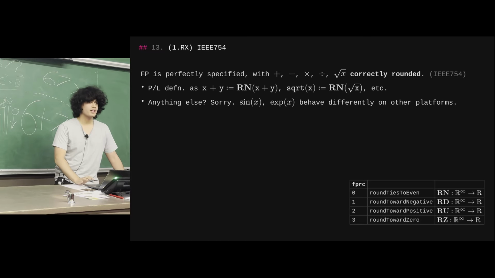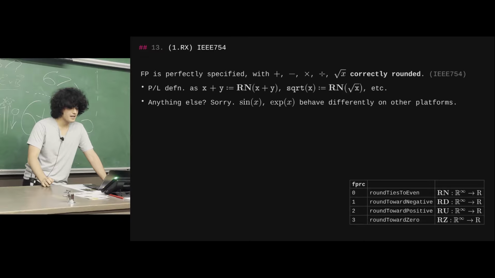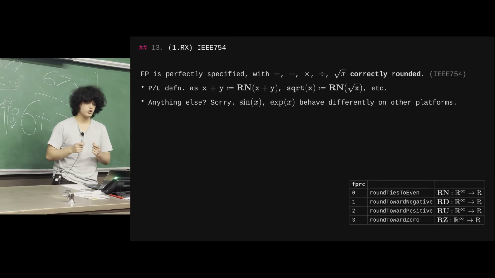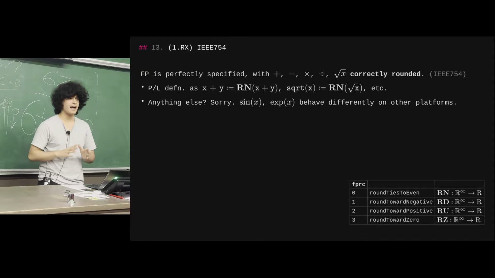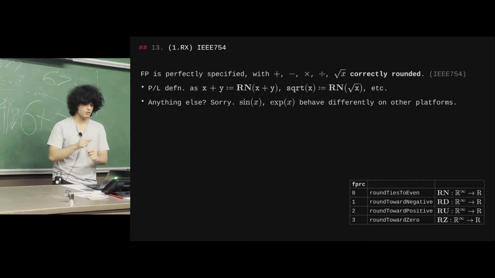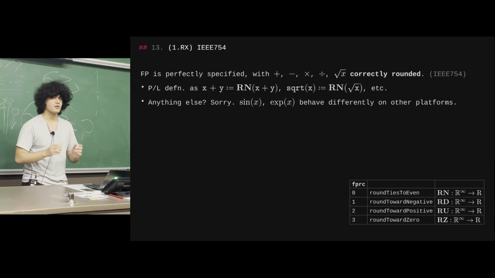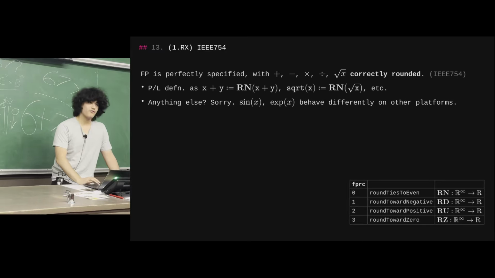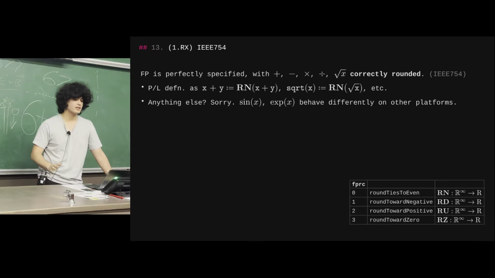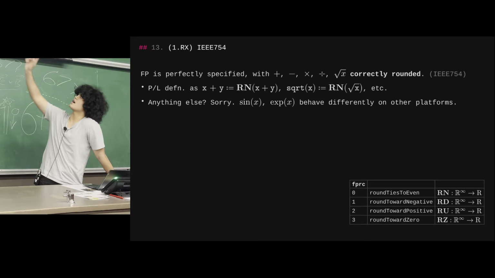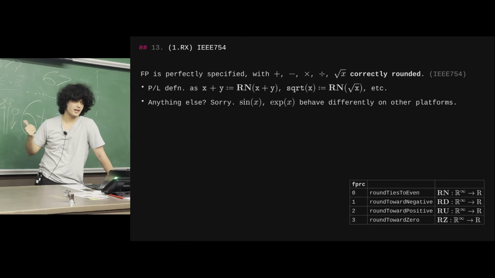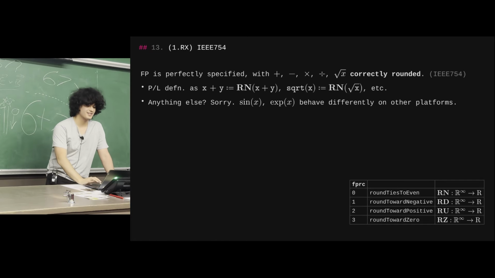So what does correctly rounded actually mean? Basically, you take 2 numbers and do an operation with infinite precision. How it's defined is you have 2 floating point numbers, you add them in the real numbers, and then you round it back down to a floating point number. The 5 core operations of IEEE 754 are defined this way. Anything else, like compound operations such as sine and exponential, behave differently on other platforms with different math libraries. You can't expect them to be portable; you just have to get lucky if you don't bring your own.